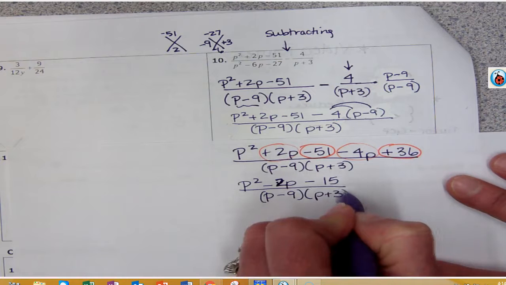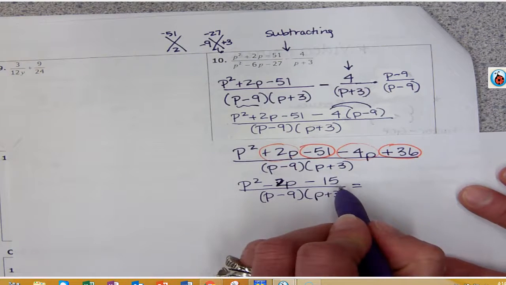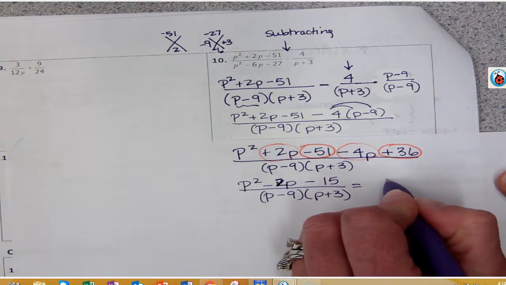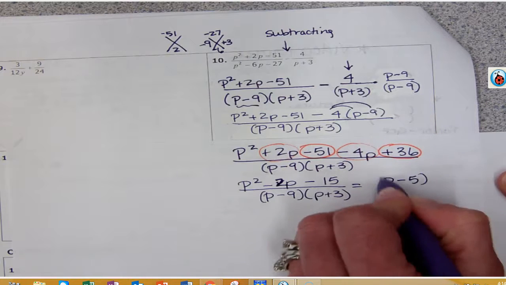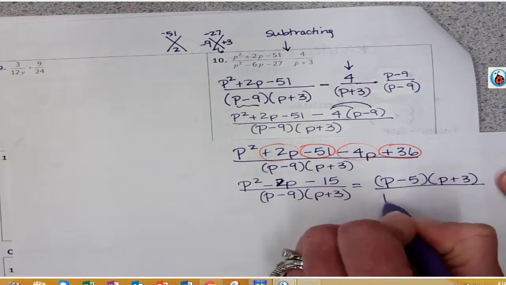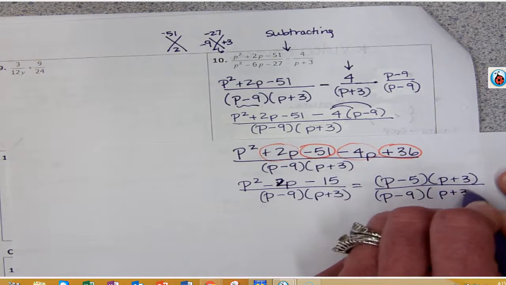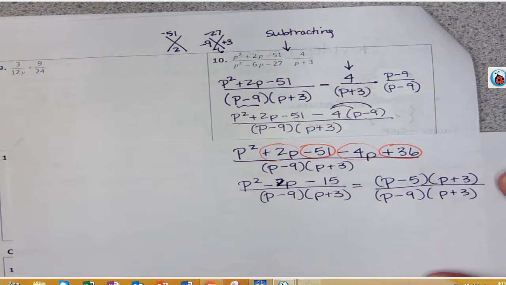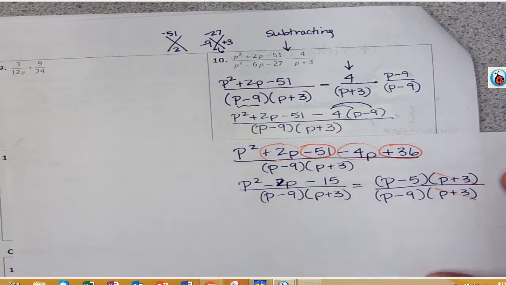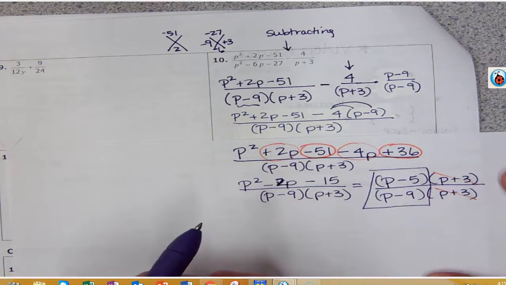Now I'm going to see if I can factor this any further. So do I have two numbers that are going to multiply to give me negative 15 and add to give me negative 2? And that would be p minus 5, p plus 3, all over p minus 9, p plus 3. At this point, I see that I have a common factor in both. I can cross those out, and my answer would be right here.